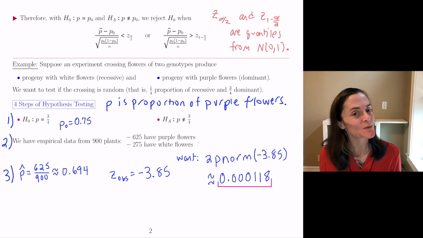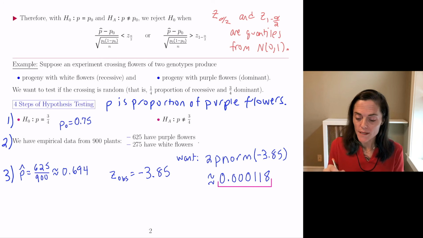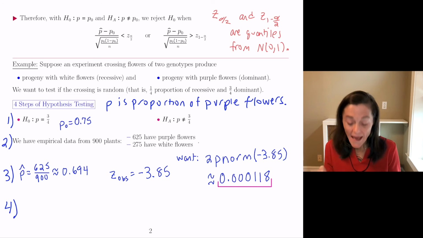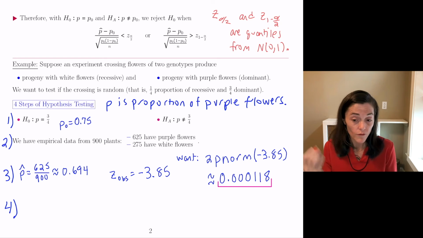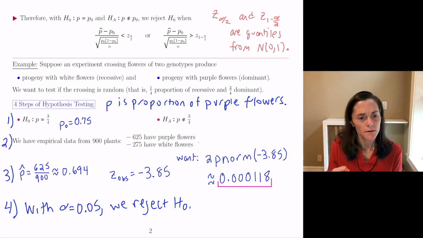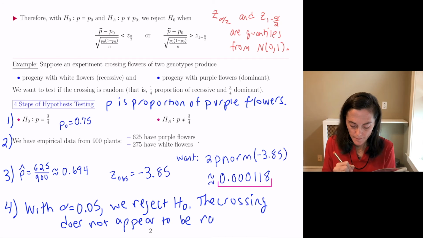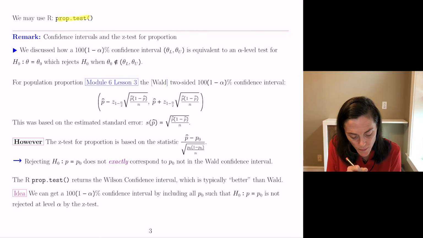I have just rearranged my work. Now, am I finished with this page? No. Why is that? Well, there are 4 steps of hypothesis testing. The 4th step is to make the conclusion. So number 4, we have a very small p-value. So if we're using, say, 0.05, we reject the null. And it seems that the crossing does not appear to be random. Very nice. Well, in R, we may use prop test.